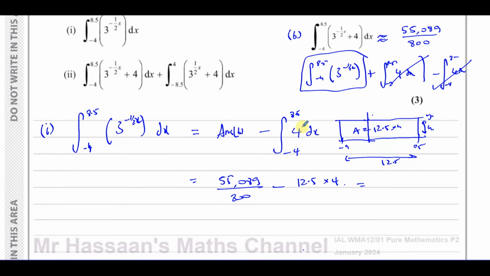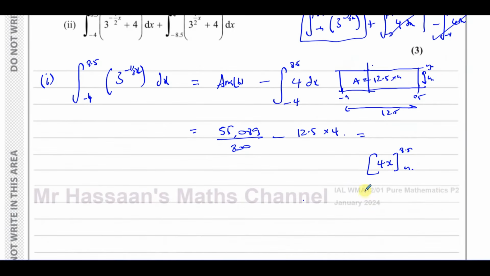Or alternatively, I can take this and integrate it. So I can integrate 4 with respect to x, which will give me 4x, okay, between 8.5 and minus 4. So it's the same as doing 4 times 8.5 minus minus 4, okay, because it's to minus 4. So it's like the same as doing 4 times 8.5 minus minus 4.